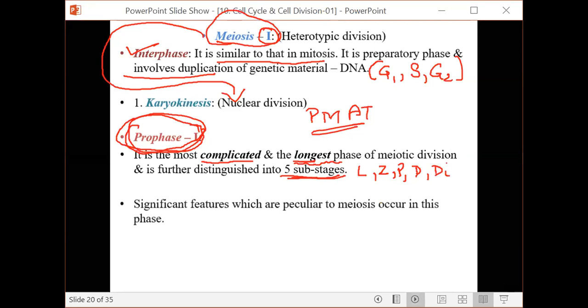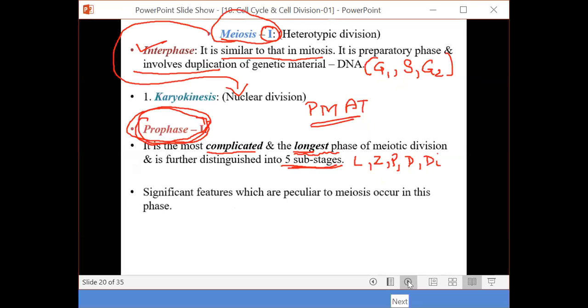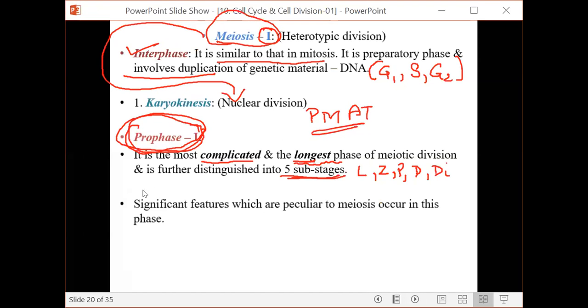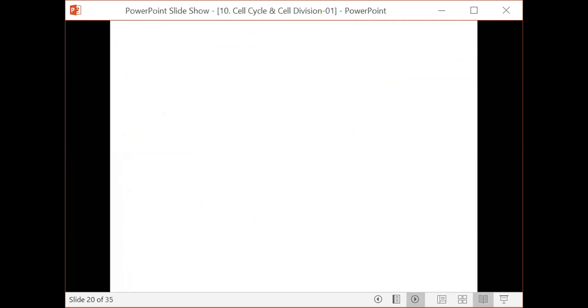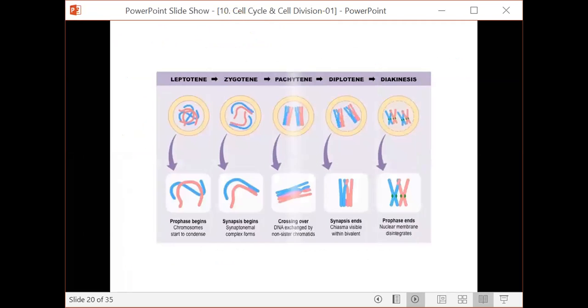As I said, this is the most complicated phase, where all the magic occurs. It is unique to the meiosis process. Whatever changes are there, for example the genetic recombination, the chromosomal recombination, will occur here before entering the next phases. All right, so going to the next part, let's see each of those sub-stages.